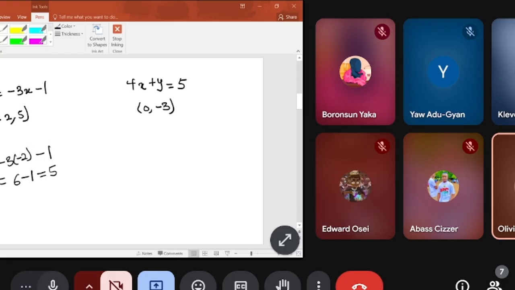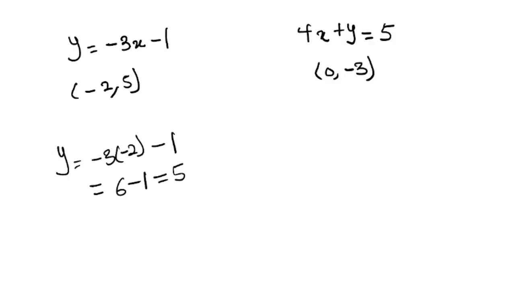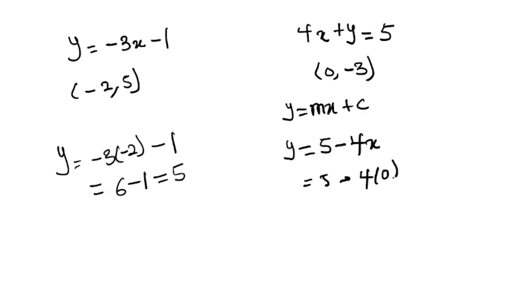Whenever we are given an equation, we should make sure that we write the generalized equation of a line, which is y is equal to mx plus c. If the equation is given this way, just make y the subject. Here, if you make y the subject, you are going to get 5 minus 4x. If you put the x coordinate here, you get 5 minus 4 into bracket 0, which is the same as 5 minus 0, which is 5. So this 5 is not the same as the y coordinate that was given. It means this particular point doesn't lie on the line. So that's the meaning of this.